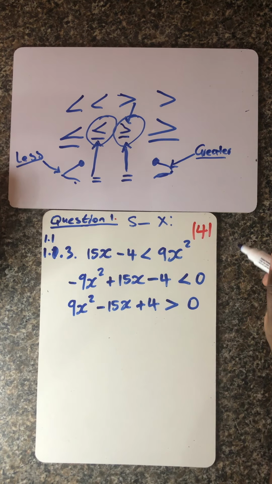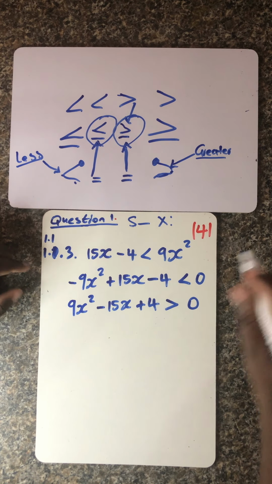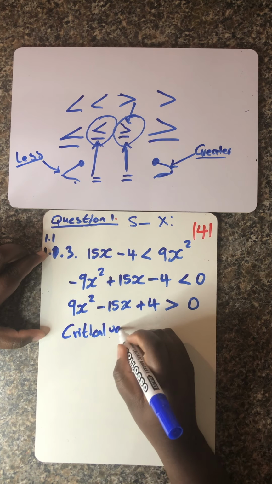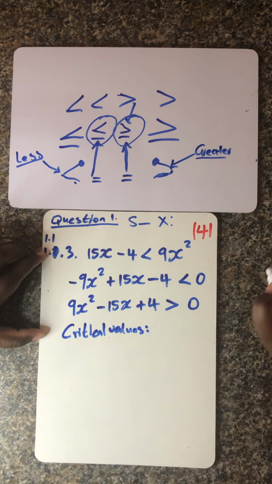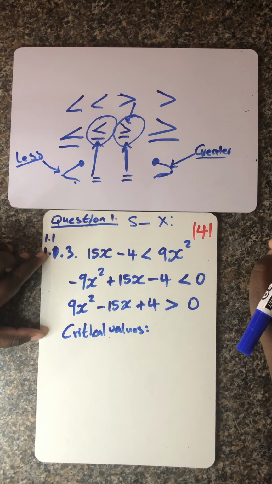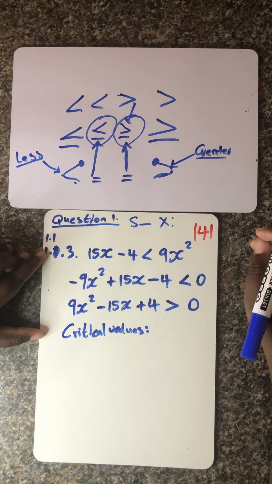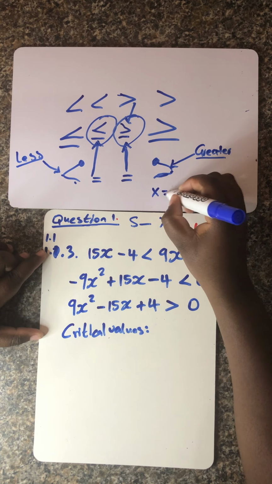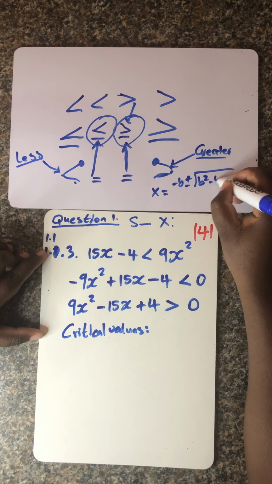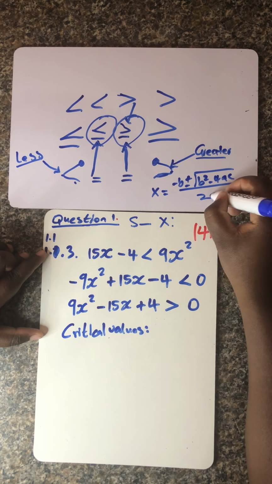Now as you can see, everything is in the standard form. So now we can try to find the critical values. Very, very important, ladies and gentlemen. The critical values are like the factors of this equation. That's why I'm saying you need to know the formula: x equals negative b plus or minus the square root of b squared minus 4ac, all over 2a.